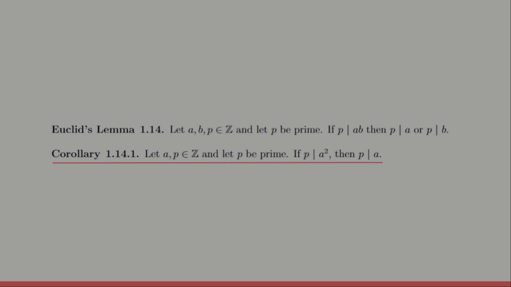When I cite this in my proof, you could also replace it by citing the fundamental theorem of arithmetic, which states that all integers have a unique prime factorization. But for simplicity's sake, I'll be using this corollary. Now, let's look at the proof.